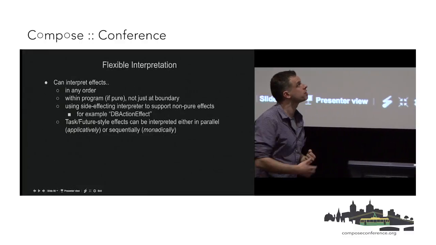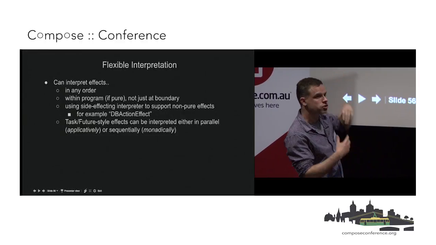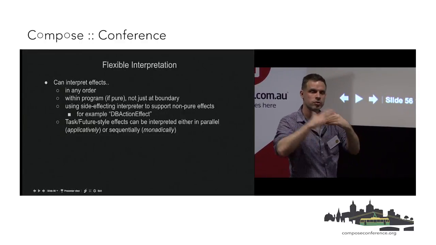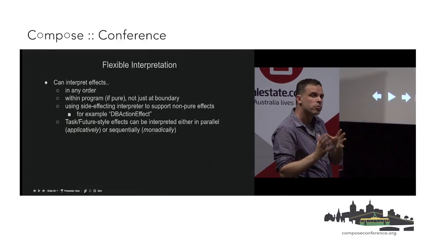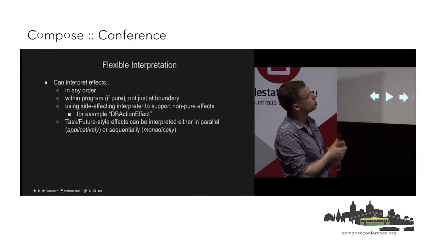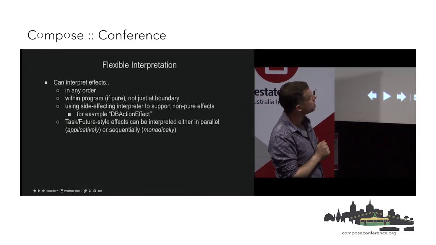Effect interpretation is very flexible. You can interpret them in any order you wish. You can interpret them inside your pure program. You don't have to interpret them just at the boundary. You can use a non-pure interpreter that has side effects during interpretation. For example, a DB action effect could read and write to a database.